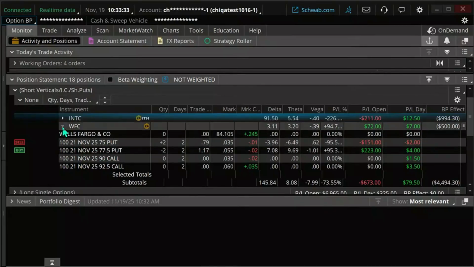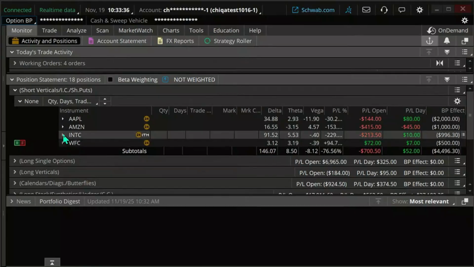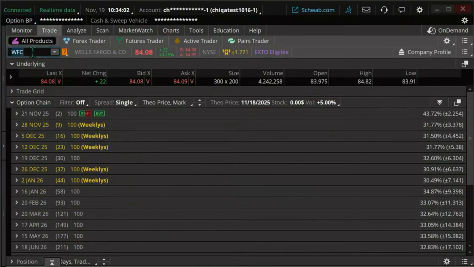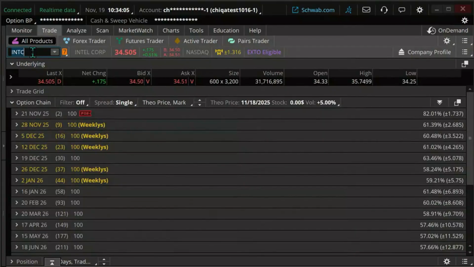Okay, now, questions. Intel, could we roll it? Yeah, we could roll it. If our intention wasn't to buy it, we could roll this straight out if we want. We could roll it out, say, a month or something, probably bring in a little credit there if we kept to the same strike. If we rolled it down to a lower strike, maybe it's something to explore. Could we maybe lower our cost basis in this? Well, let's look at Intel and see, because it's a good question, and I don't want to ignore the question.